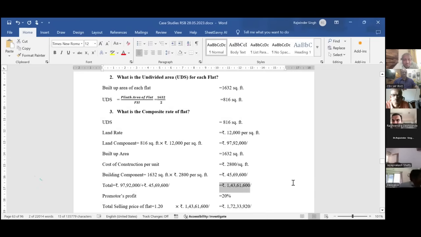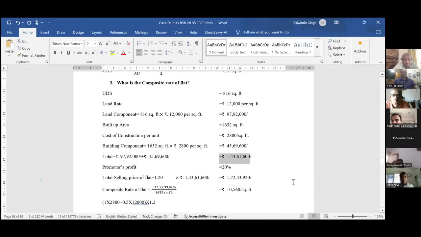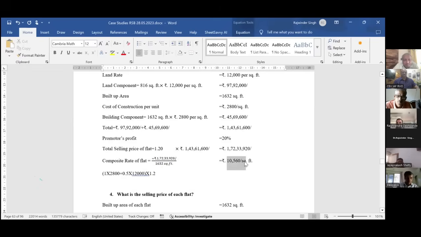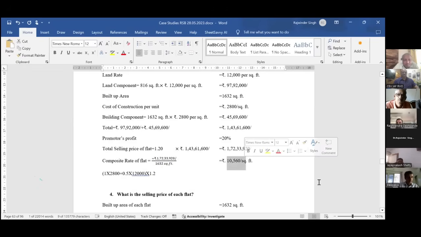And then profits, they require a profit of 20%. So total selling price will be 20% more than 1 crore 43 lakh 61,600. It will be 1.2 times. So total will be 1 crore 72 lakh 33,920. So composite rate will be sale price divided by saleable area, that is 10,500 per square feet.